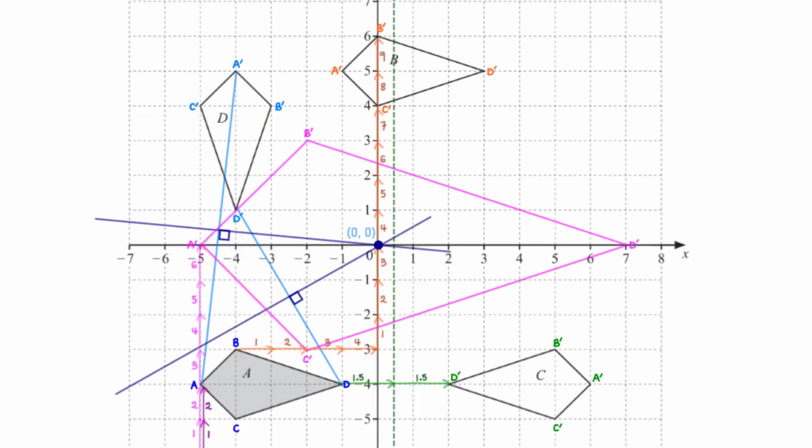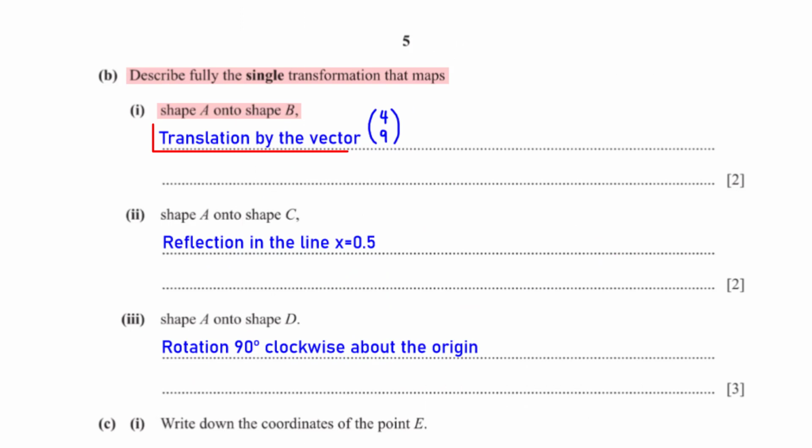When we look at shapes A and B, we can tell straight away that this is a translation because both shapes have exactly the same size. The only difference is they are located on different parts of the grid. So now all we need to do is find the translation vector. From the illustration, we see that the translation vector is 4, 9. And so the full description for the transformation will be translation by the vector 4, 9.